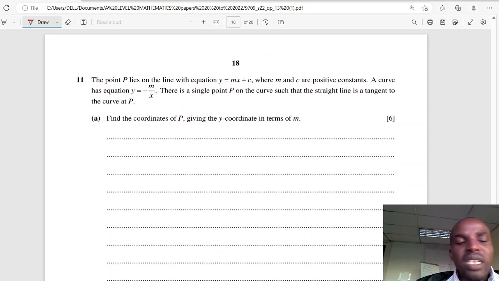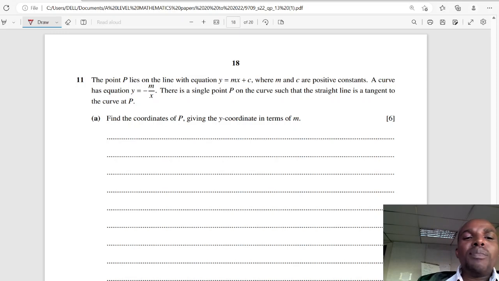Next, question number 11. The point P lies on the line with the equation y is equal to mx plus c, where m and c are positive constants. A curve has the equation y is equal to minus m over x. There is a single point P on the curve such that the straight line is a tangent to the curve at P. Find the coordinates of P, giving the y coordinate in terms of m.